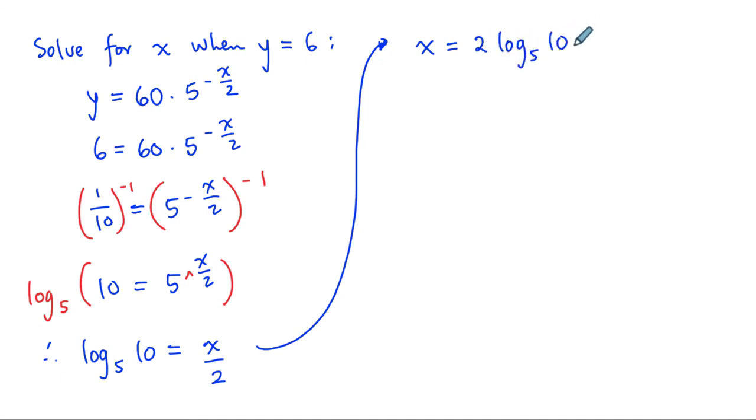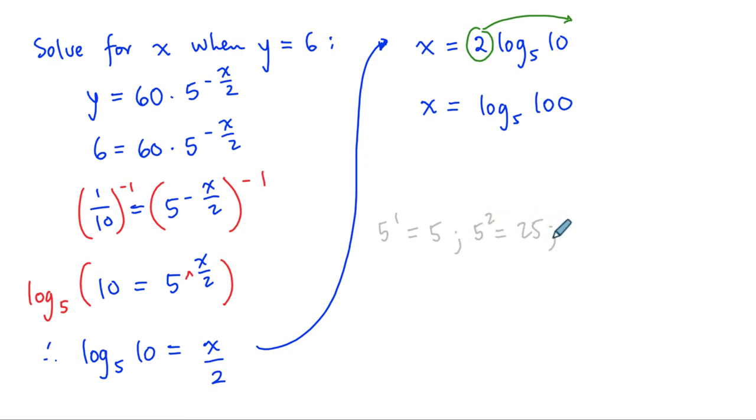Now this is a much easier expression to evaluate or to approximate. I can take that coefficient as an exponent on the 10, and I can get log base 5 of 10 squared, or log base 5 of 100. And so since I know my powers of 5, 5 to the 1 equals 5, 5 to the 2 equals 25, 5 to the 3 equals 125, I know that the power of 100 lies between 25 and 125. So I know that x is going to be contained between 2 and 3.